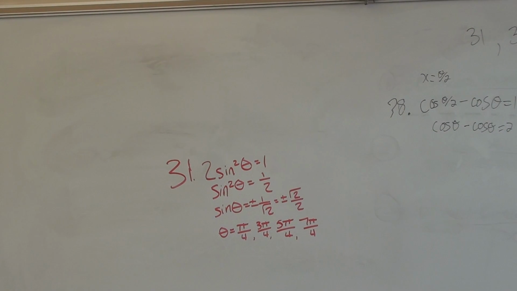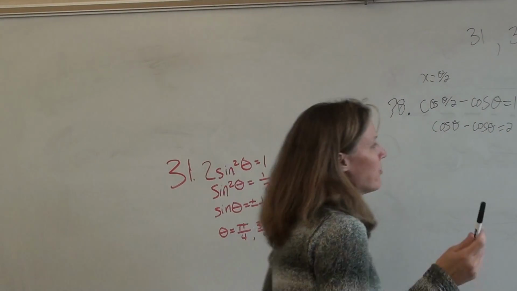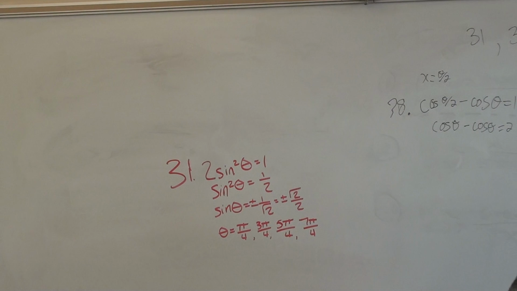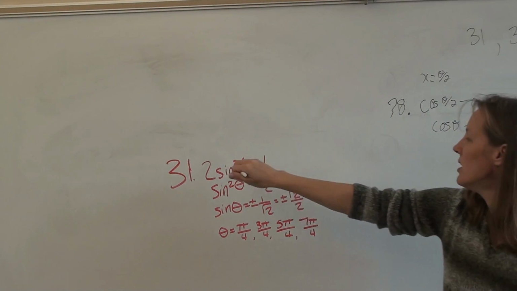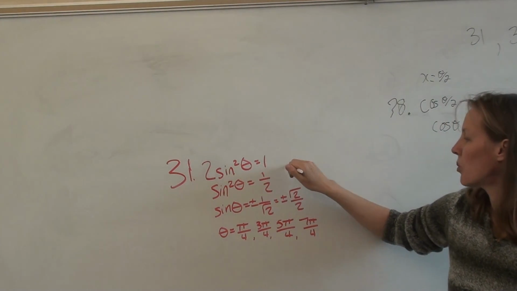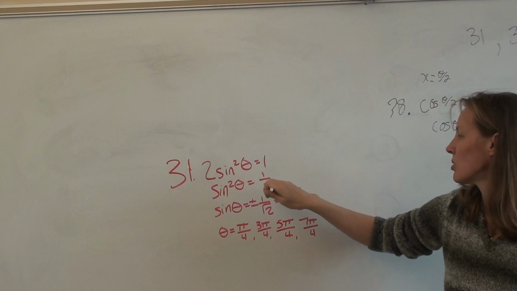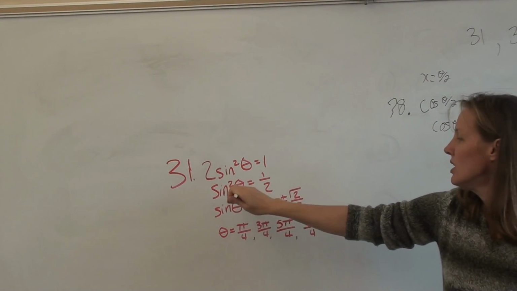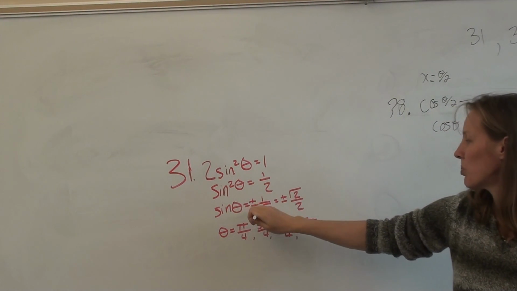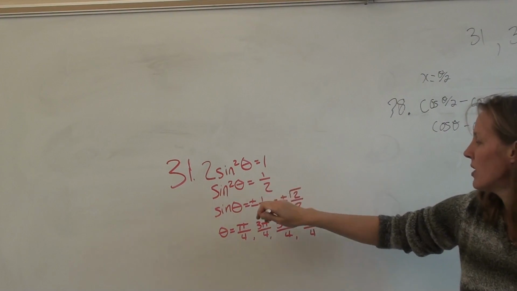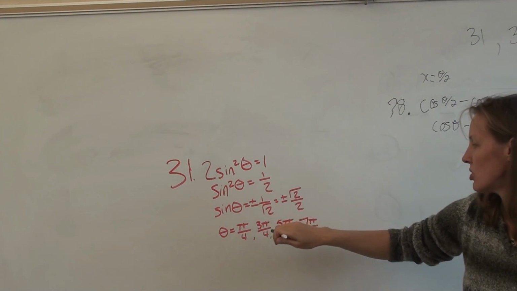Camera's rolling. All right. So right now for this video, I'm just going to go over some of the trig equations that were in last night's homework. Starting with number 31, we have 2 sine squared equals 1. This person decided to just get it equal to a half and then take the square root. So you have sine equals plus or minus the square root of a half, which is the same thing as 1 over root 2.